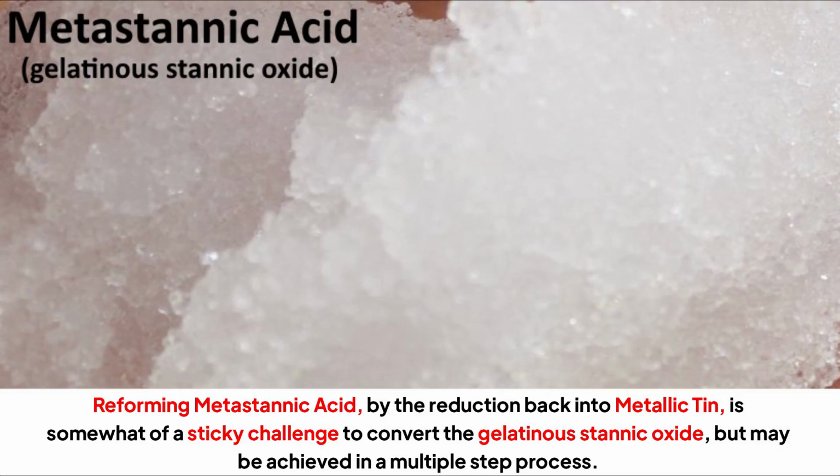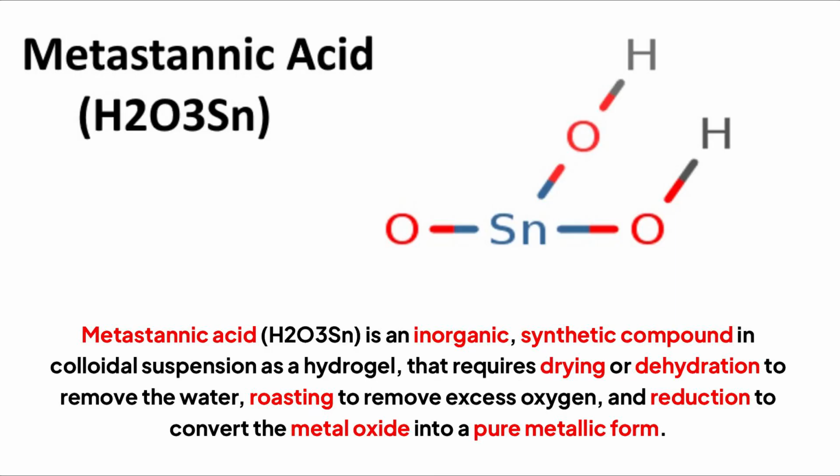Reforming metastannic acid, by the reduction back into metallic tin, is somewhat of a sticky challenge to convert the gelatinous stannic oxide, but may be achieved in a multiple-step process. Metastannic acid, H2O3Sn, is an inorganic, synthetic compound in colloidal suspension as a hydrogel, that requires drying or dehydration to remove the water, roasting to remove excess oxygen, and reduction to convert the metal oxide into a pure metallic form.